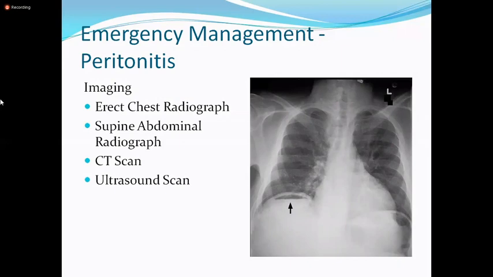Then comes supine abdominal radiograph. What will supine abdominal radiograph tell you? What will be the findings in supine abdominal radiograph? Yes, it will show you multiple air fluid levels. It will show you dilated gas-filled loops of the bowel.